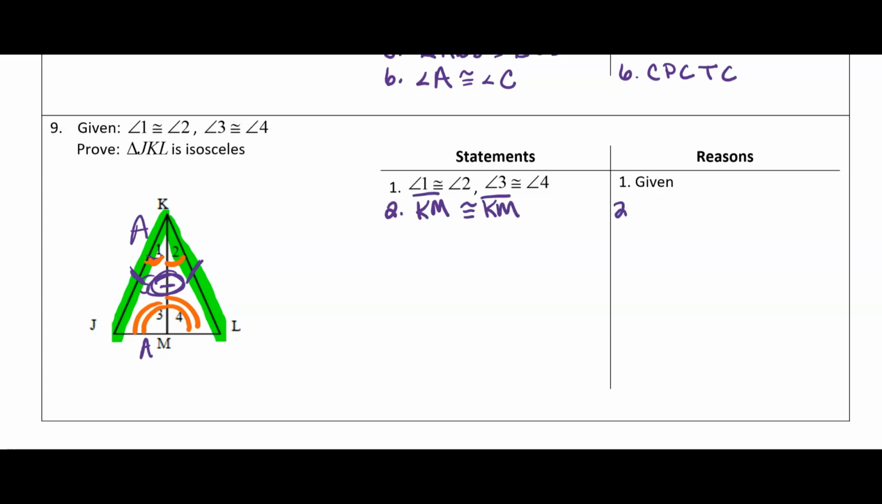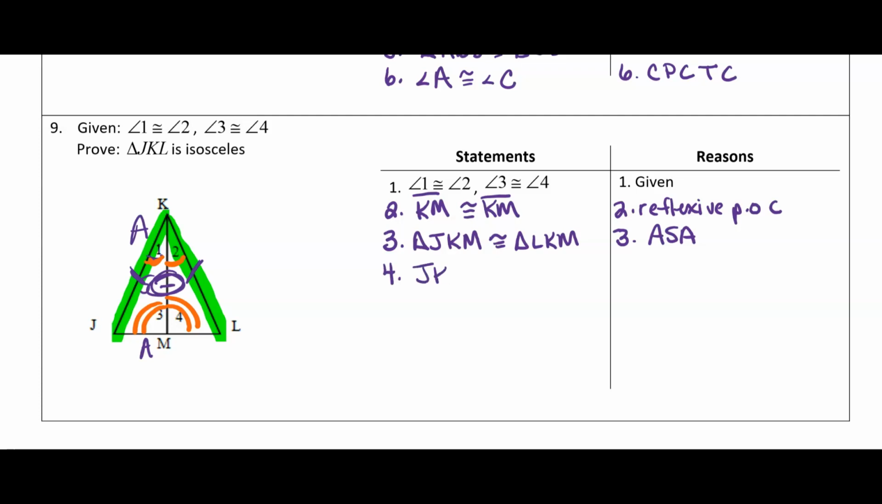If you notice, we have used reflexive in every proof on the back side of our notes. So reflexive property of congruence. Now we have that, we now have angle side angle. So triangle JKM is congruent to triangle LKM, angle side angle. Now, since we have congruent triangles, we have congruent parts. So segment JK is congruent to segment LK, and we know that by corresponding parts of congruent triangles are congruent.